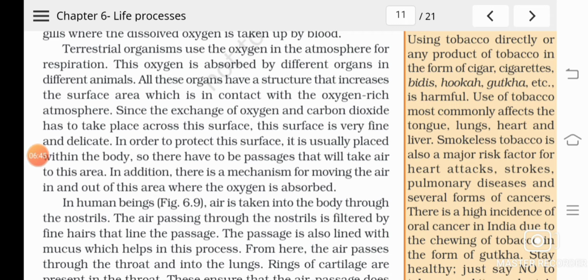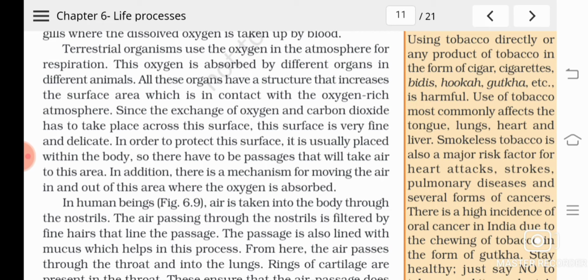When you see the surface area where the exchange of gases takes place, whether it can be a cell membrane or a gill or a skin or lungs, whatever it is, that is called the respiratory surface, where exchange of gases takes place. So they share certain common features. That is, they are very fine and delicate.